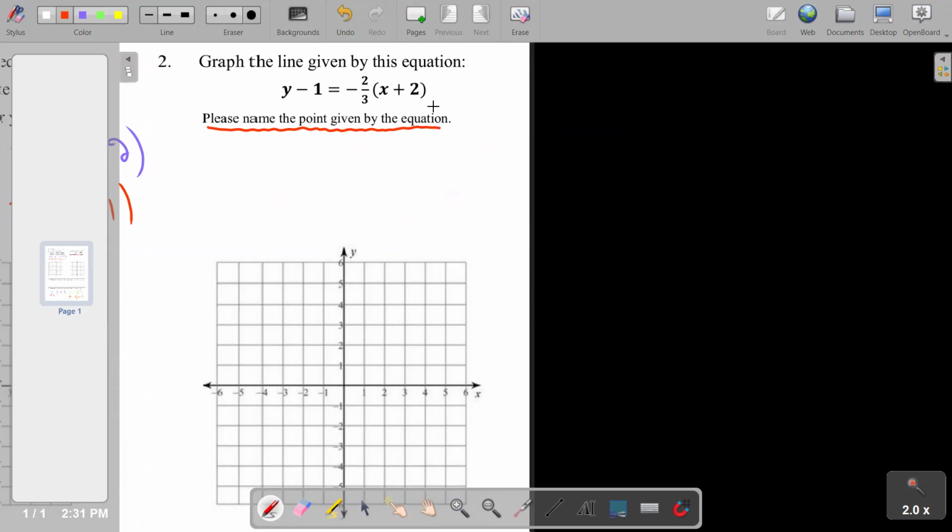I never know how to phrase that, but the idea is this number tells me, and this number tells me, that this line will go through the point -2 for the x and +1 for the y. You switch the signs. The opposite of +2 is -2, and then you switch the y to +1.